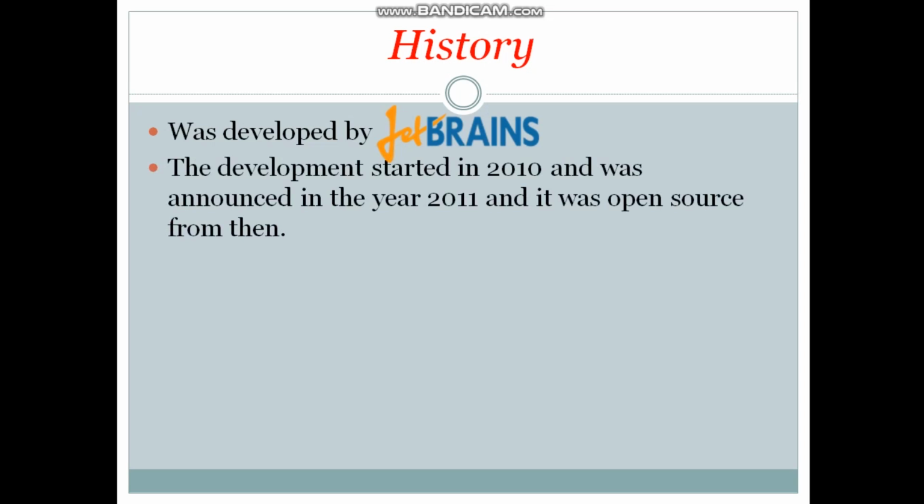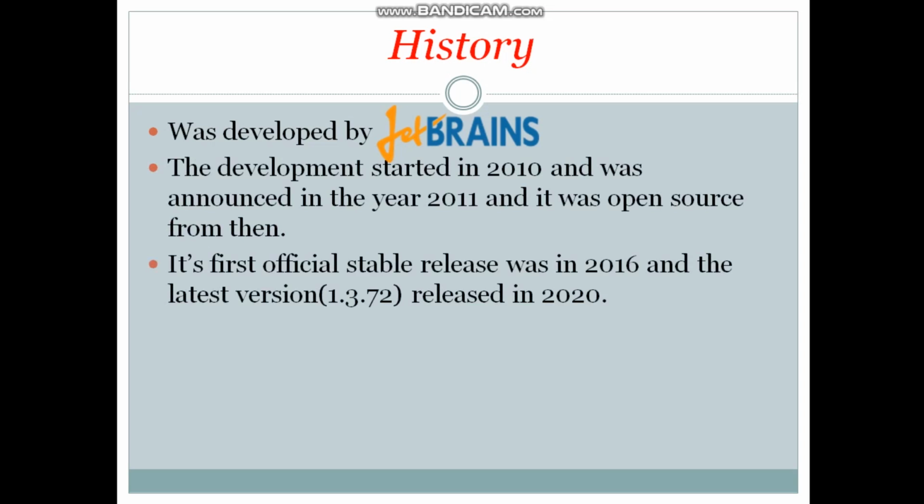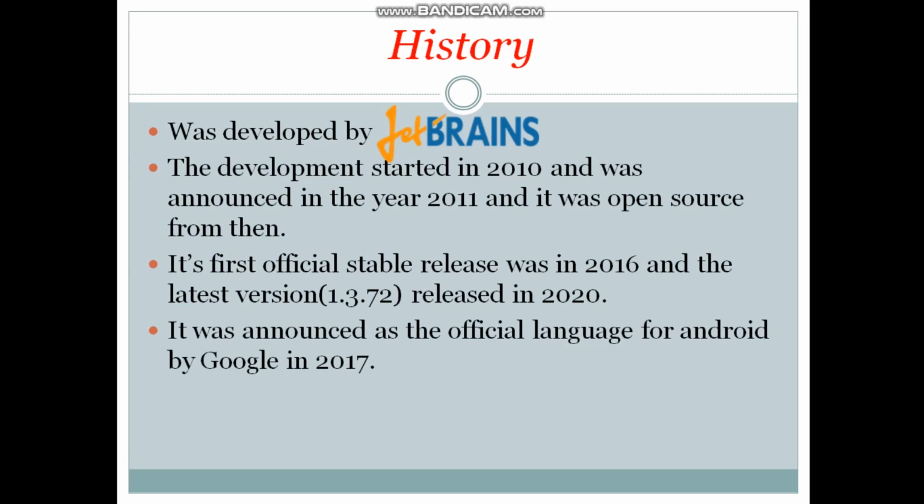Kotlin was developed by JetBrains, a software development company which builds powerful tools which assist software developers. IDEs such as IntelliJ and PyCharm were developed by JetBrains. The first version of Kotlin was released in 2016 and the latest version came in 2020. In the Google I/O Meet held in 2017, Kotlin was announced as the official language for Android.